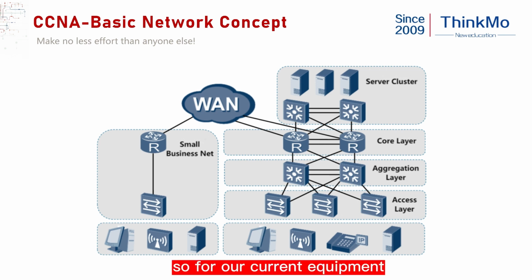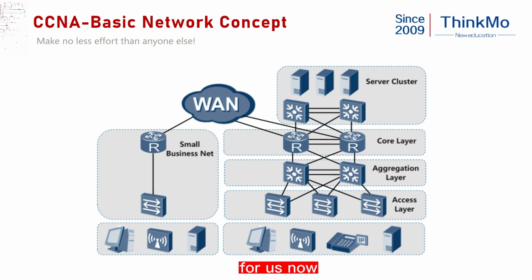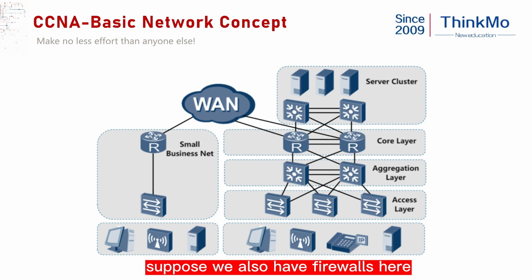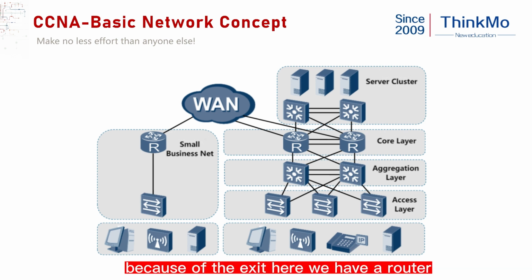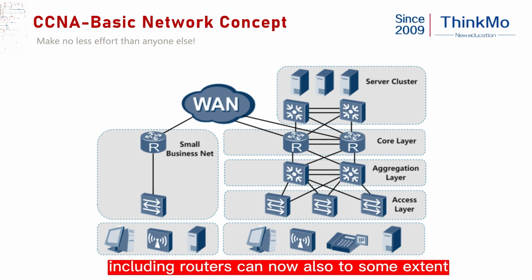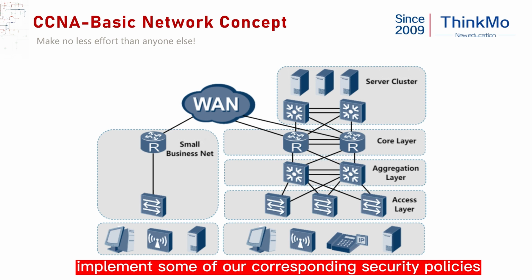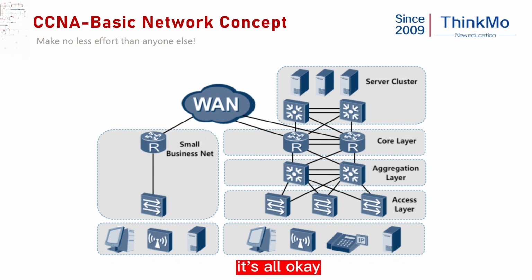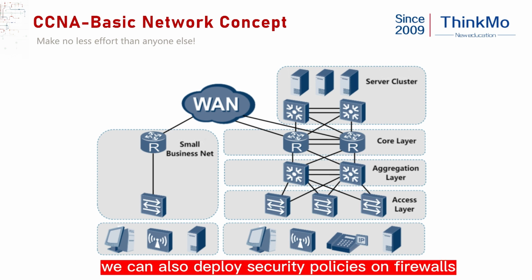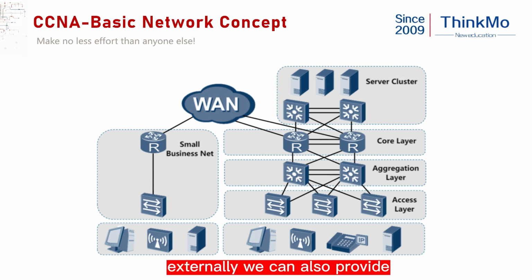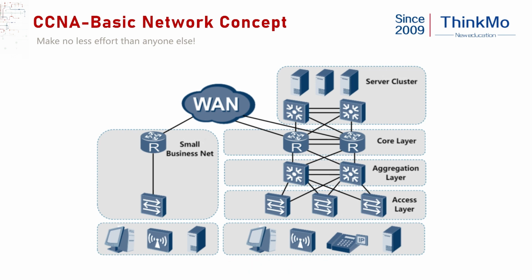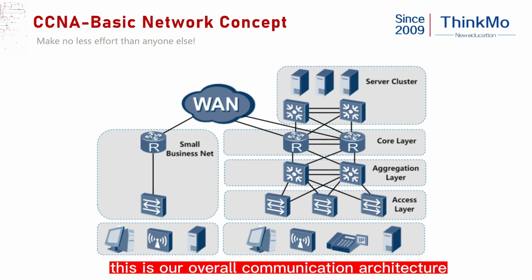Firewall. So for our current equipment, suppose we also have firewalls here. Because of the exit here we have a router. Routers can now also to some extent implement some of our corresponding security policies. It's all okay. We can also deploy security policies on firewalls. Externally we can also provide relative access service and ensure the security of the server. It's all doable. This is our overall communication architecture.